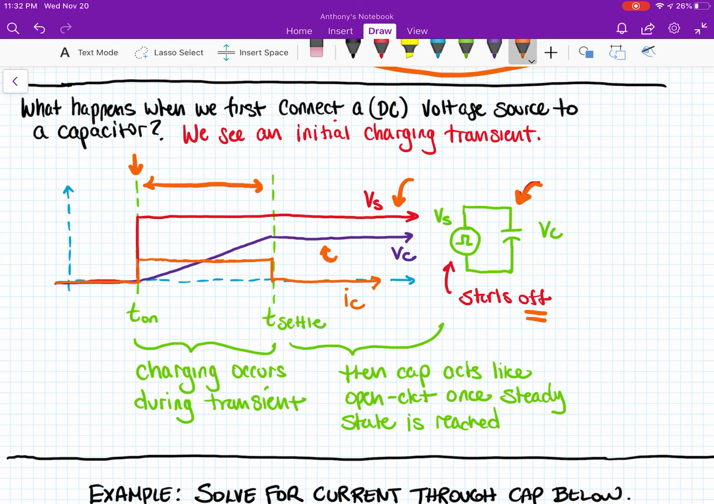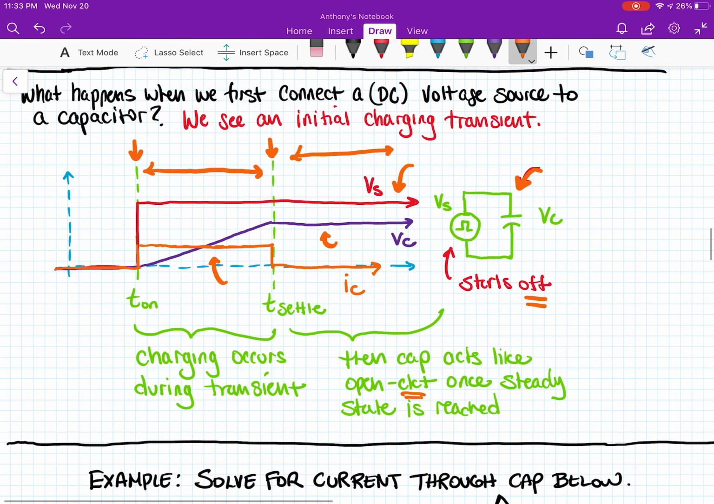And during that time, current does flow, right? Because the dV_C/dt is not a constant. So during the charging interval, the orange line, which shows current, reaches a value which will be equal to C times the derivative of the slope for V_C during that time. And then once we get to T settle, which is when the transient settles, the current will drop back down to 0. So it's in this area going forward that we have the steady state, and that is when the cap acts like an open circuit.